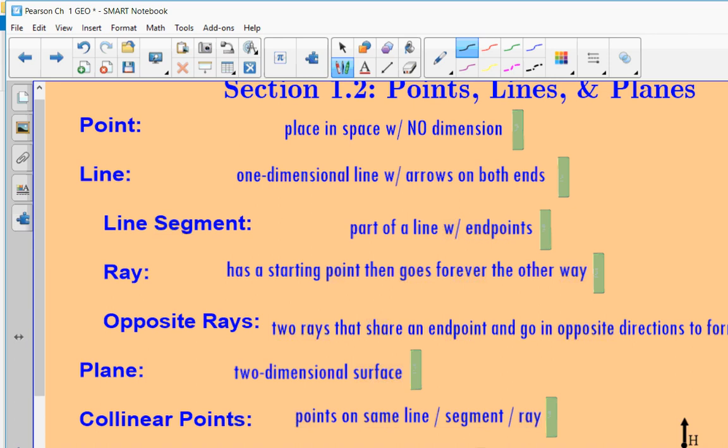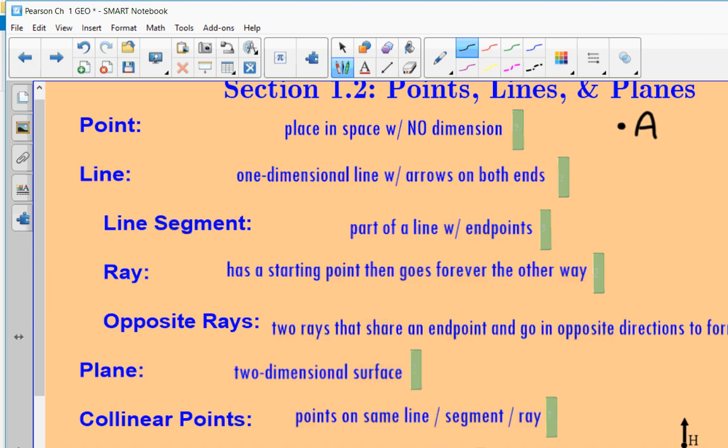Okay, so a point is just a place in space, and it doesn't really have a dimension. It's indicating where something's at. Typically we use letters to signify it, because you could have more than one point, so we want to make sure you know which one to look at. Typically it's going to be a capital letter hanging out next to it. I'll put an A there, okay?